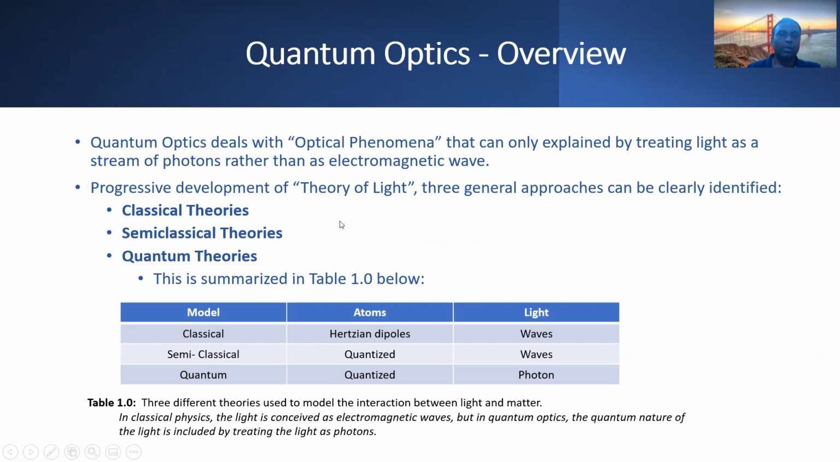Overview of quantum optics. Quantum optics deals with optical phenomena that can only be explained by treating light as a stream of photons rather than an electromagnetic wave. They are a progressive development of the theory of light, namely starting from ray optics, wave optics, electromagnetic optics, and now quantum optics. Three general approaches can be clearly identified. One is classical theory, next is semi-classical theory, and the third is quantum theory.